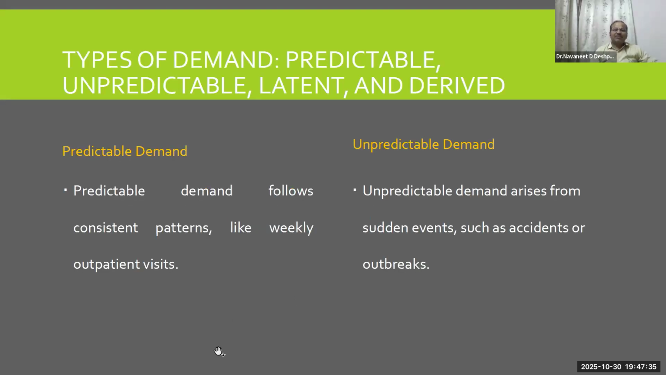First is predictable demand. Second is unpredictable demand. So what does predictable demand mean? It follows consistent patterns. What has happened last year, or this month last year, or this week last month? All these patterns are naturally available. So one has to gauge and observe those things, like weekly outpatient visits and all.